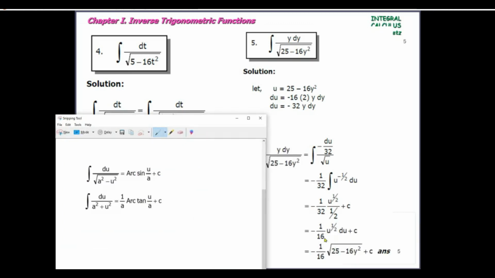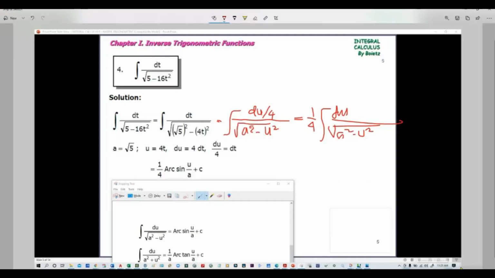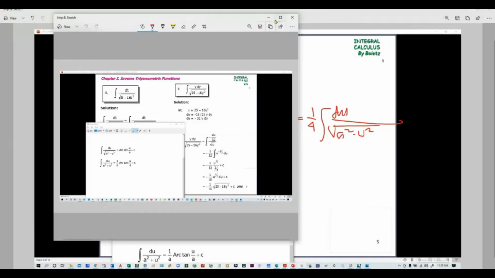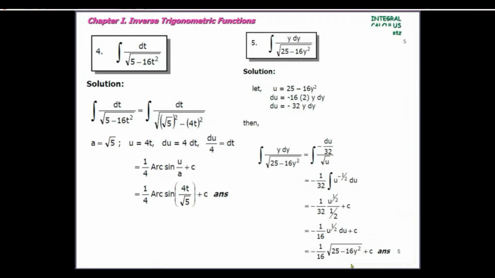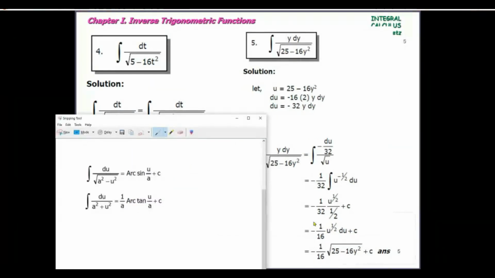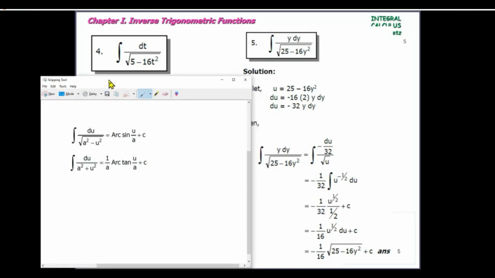Then, substitute. Pakiano ko na para matandaan ko. Okay. So, para matandaan natin. Sama ko na. So, then, substitute nga natin yung u, or yung u to the 1/2 is square root of u, or pag sinubstitute yung u, that is 25 minus 16y squared, then plus C. That is the final answer.